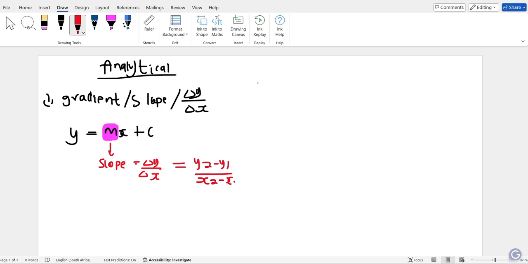So let's have an example. Suppose I'm given the points 0 and 0, which is at the origin. Let this be point A. And I'm given point B. Let this be 3 and 6. Now they say to find the slope of this line. The first thing is to identify your points. Let this be the first x coordinate, and this one is the second x coordinate. This is the y coordinate which corresponds with the first x coordinate and the second y coordinate.